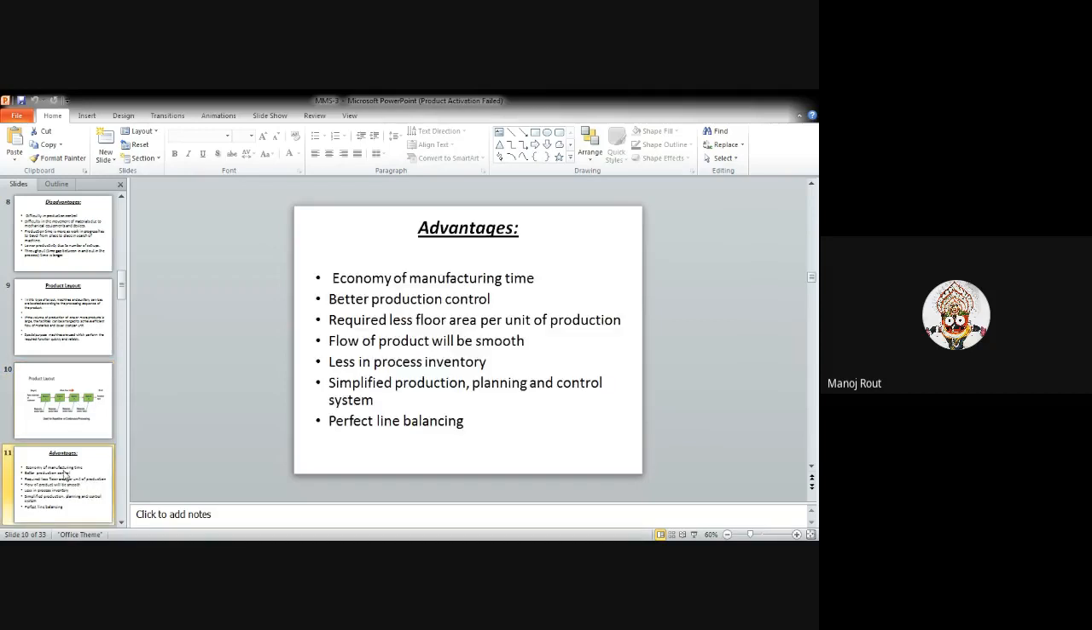If you go to the advantages of this product layout: economy of manufacturing time, better production control, requires less floor area per unit of production, smooth flow of product, less in-process inventory, and a simplified production planning and control system. It also provides perfect line balancing in the case of a number of workstations.